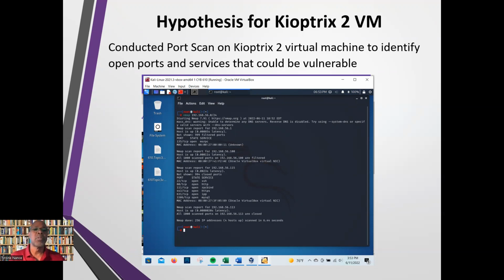So let's begin. What I began with was, initially, I went onto my network and scanned the network to identify the IP address for the Chi-Optics 2 box. So you see I ran the nmap command across the network /24. I confirmed that the IP address of Chi-Optics 2 is 192.168.56.115.